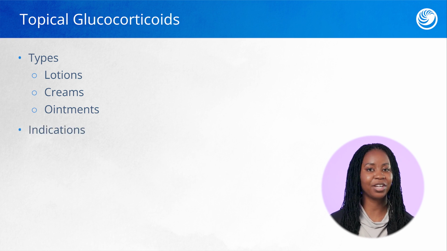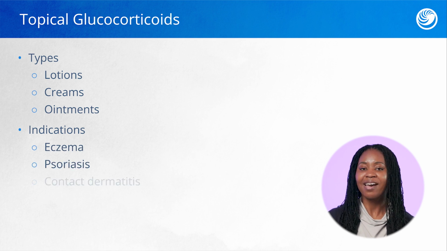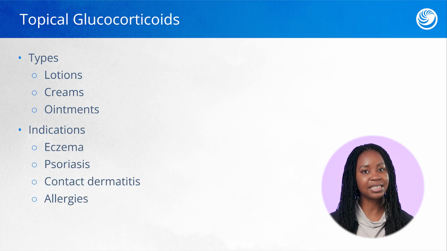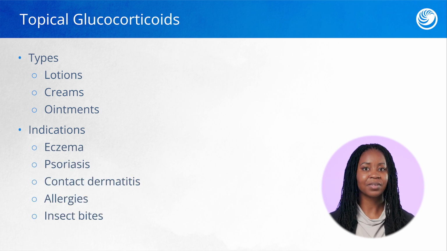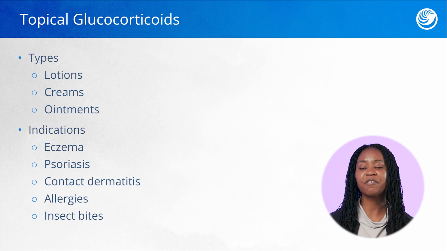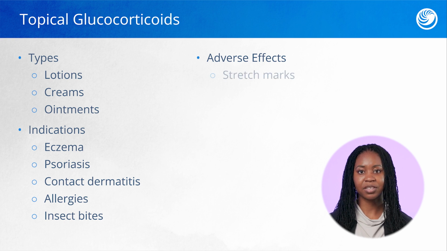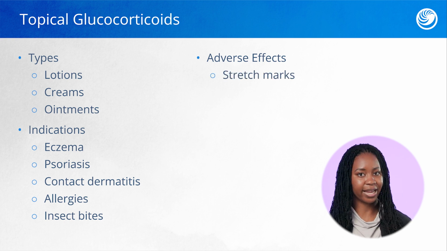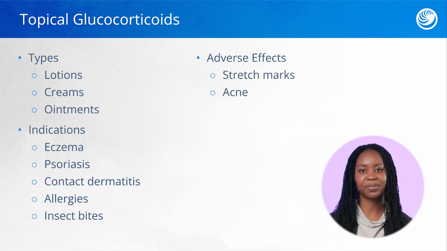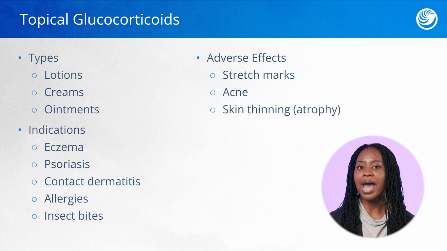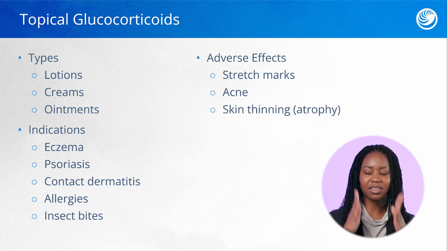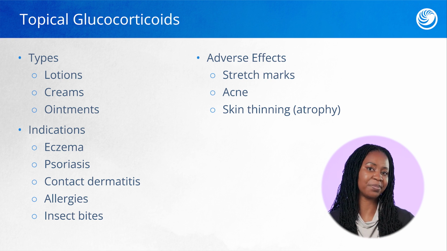These can be used to treat a variety of skin conditions like eczema, psoriasis, contact dermatitis or allergies, and insect bites. Topical glucocorticoids are very effective, but can cause adverse effects, especially if they're overused. Stretch marks or skin striae can form and acne can develop. Skin thinning or atrophy can also occur, especially in areas like the groin, the face, or underarms.